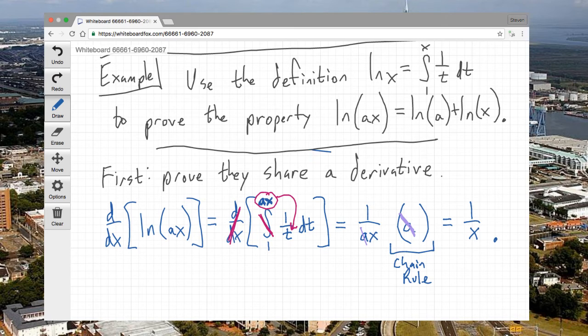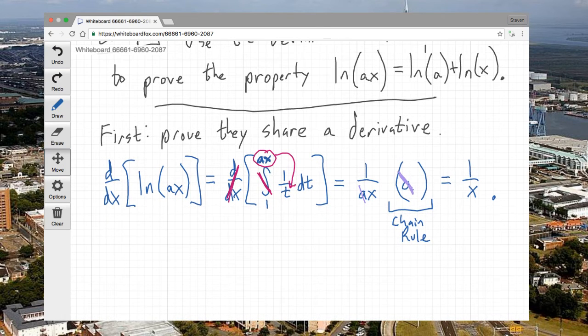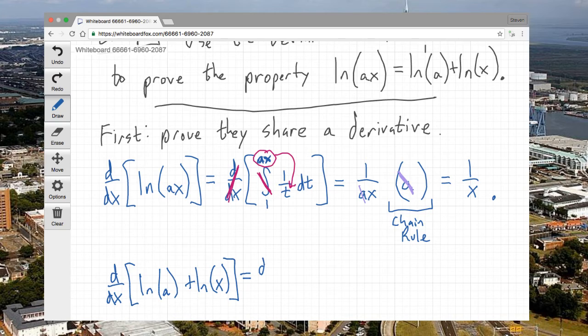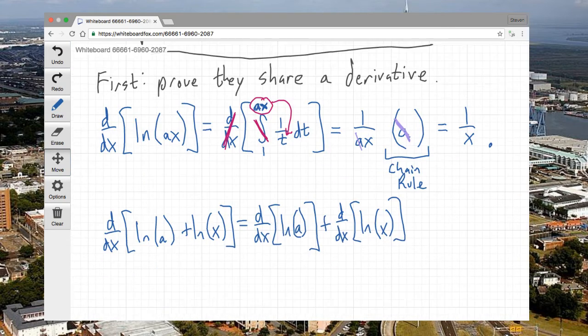Okay, so what about the right-hand side of that equation? Well, that's even easier. All right, we'll take the derivative of natural log of a plus natural log of x. Split that up, maybe. Natural log of a. I'm probably writing out more details than I need to, but just to make sure it's clear what I'm doing. Plus the derivative of natural log of x. Okay, so now I need to do both of those derivatives.